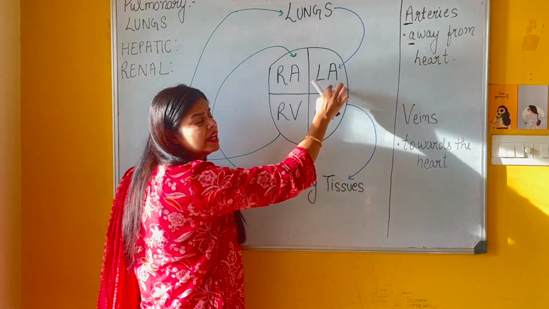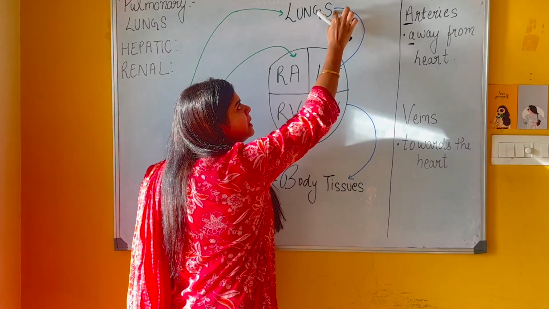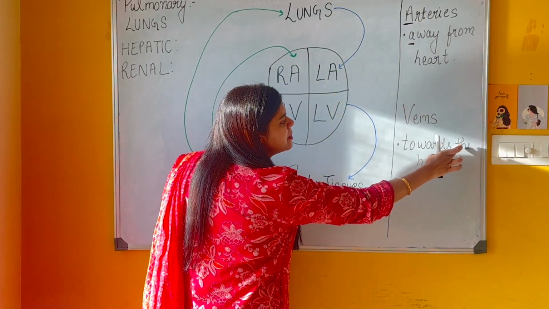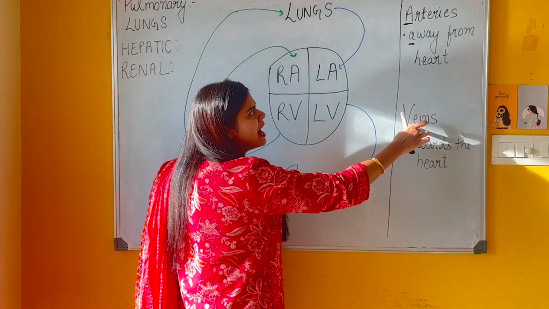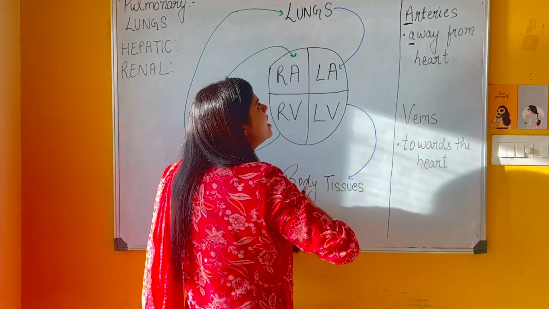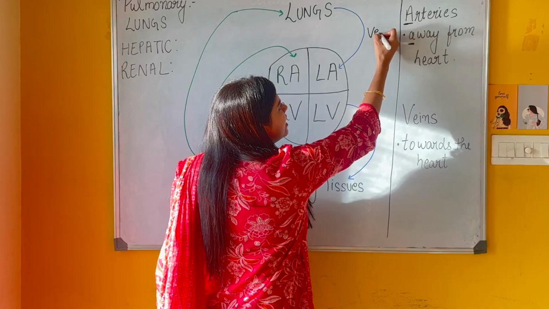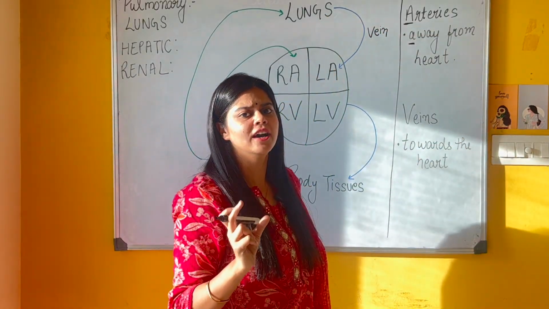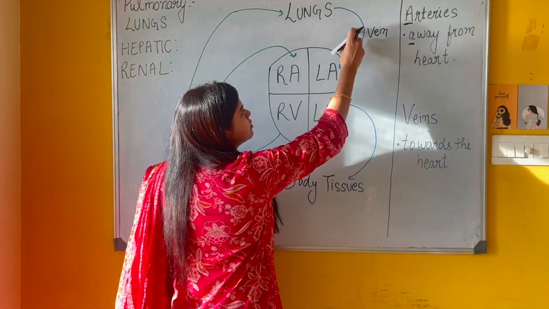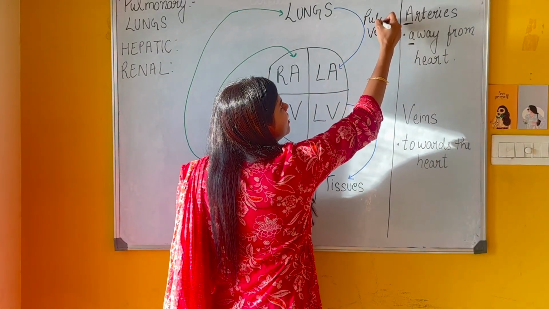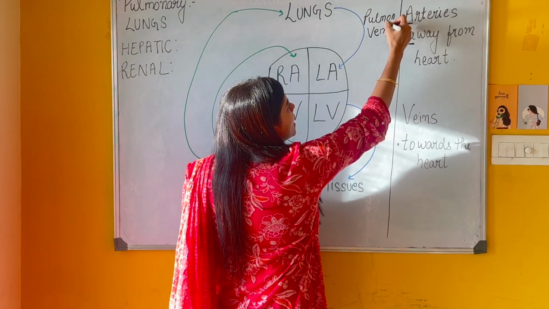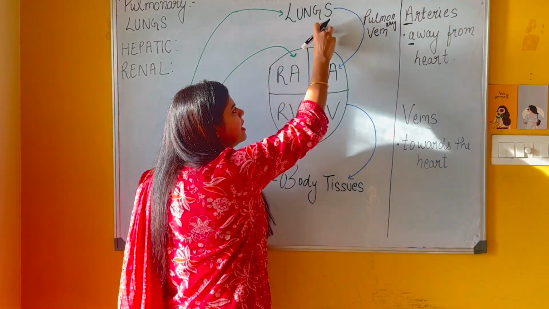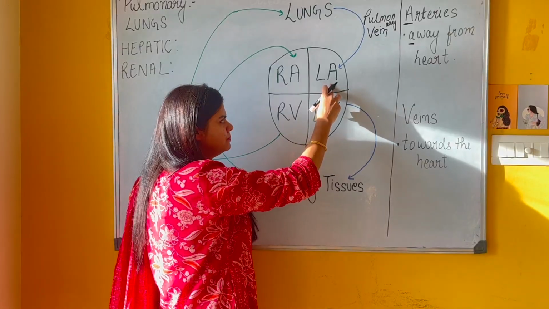Now this blood vessel is coming towards the heart. If a blood vessel is coming towards the heart, will it be an artery or a vein? It will be a vein. This vein is coming from lungs. Which word is associated with lungs? Pulmonary. So this vein is the pulmonary vein. The pulmonary vein brings oxygenated blood from lungs to left auricle.